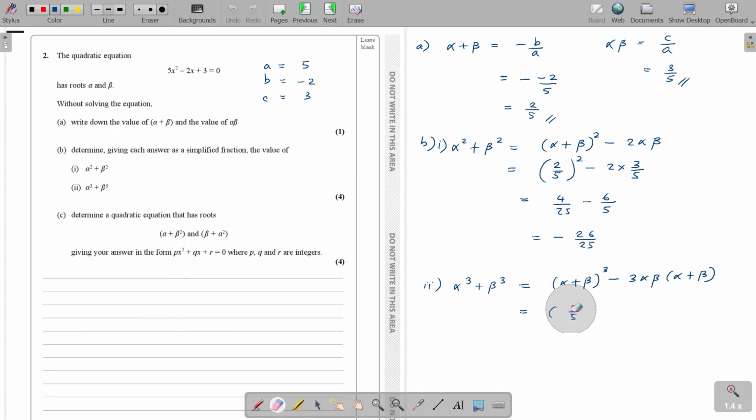Alpha plus beta is 2 over 5 to the power 3 minus 3 times alpha beta, which is 3 over 5, into alpha plus beta, which is 2 over 5. Can you all simplify? This is 8 over 125. This is 18 over 25. Can I know the answer here? How much is the simplified answer?